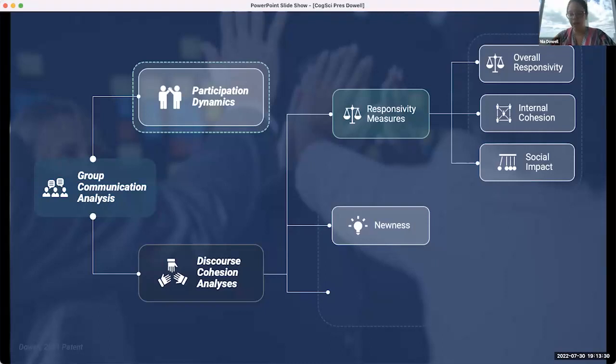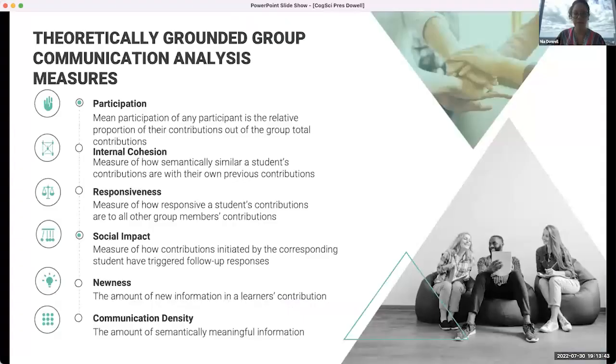the contribution is providing. And then we have a measure of communication density. Again, out of the team science literature, the idea here is that effective communication is concise and condensed. So this is how much semantically rich information is provided in each utterance. And so these are the 6 theoretically grounded measures. Like I said, there are more coming out right now that this research is based on.